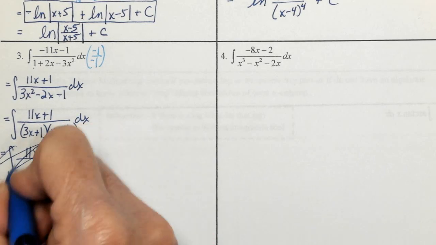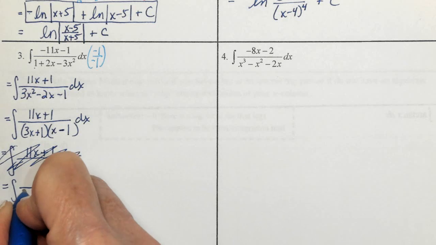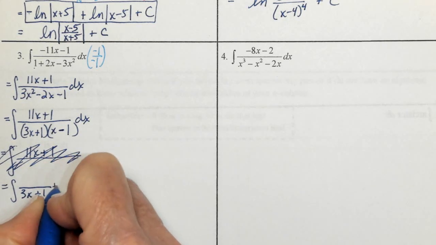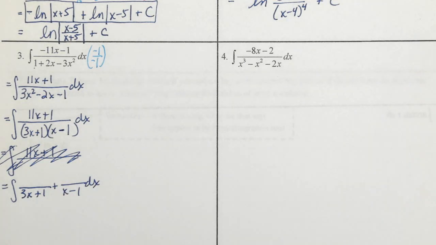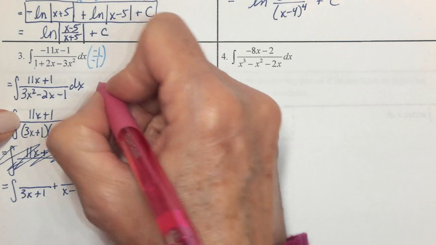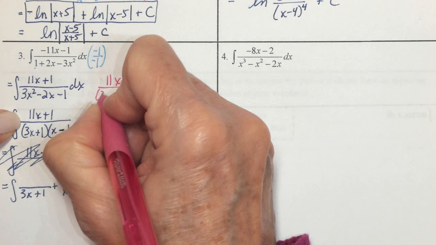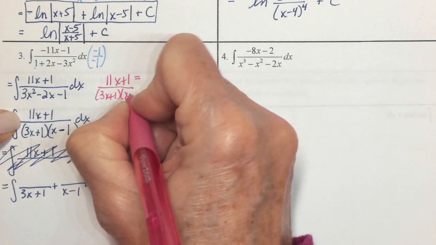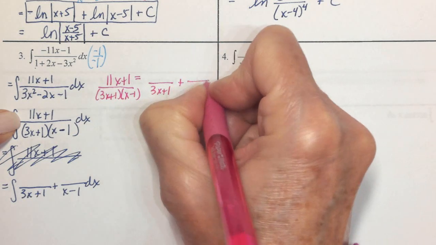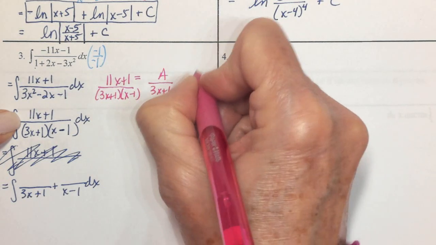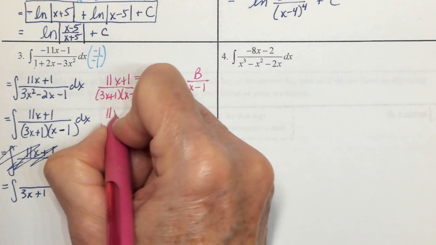We're going to need something over the 3x plus 1 and something over the x minus 1. Got to find out what those two somethings are. Going to go off to the side. 11x plus 1 over the 3x plus 1 times the x minus 1 is equal to something over 3x plus 1 plus something over x minus 1. Okay. Multiply both sides by the common denominator.